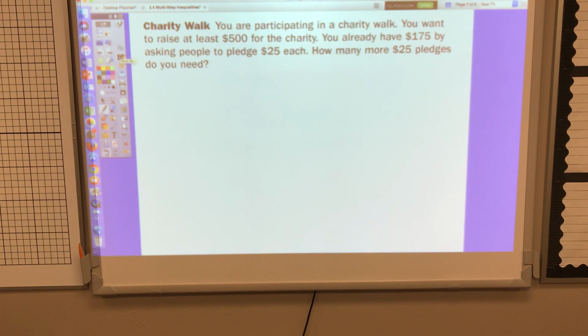Word problems for multi-step. Again, use your marking the text strategies. So it says you're planning to participate in the charity walk. You want to raise at least $500, so that's our total we want. And if it's at least 500, that means we want more than that if possible. So that means we want our answer to be greater than or equal to that 500. Again, I always put the total at the end of my problem, okay?